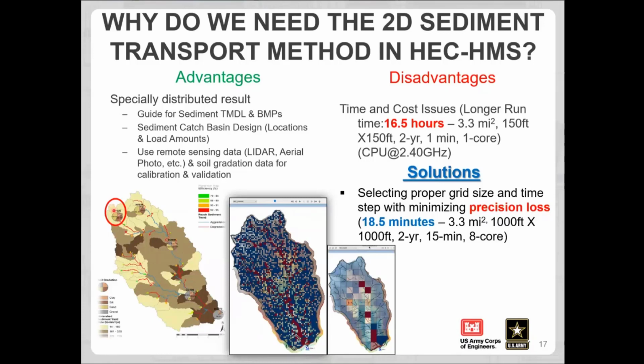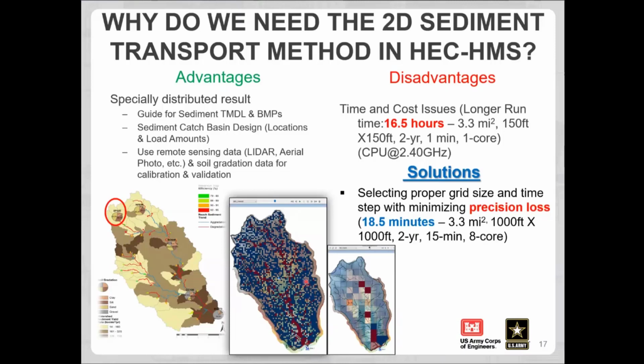But in some cases, for some project purposes, you need information even inside this sub-basin, then you need a 2D sediment model. For example, this is a result from the 2D sediment model with 150 by 150 grid size. This is the cumulative sediment load. Blue color is the erosion area, and red color is the deposition area. With this, you can see where the deposition area is and where the erosion area is.